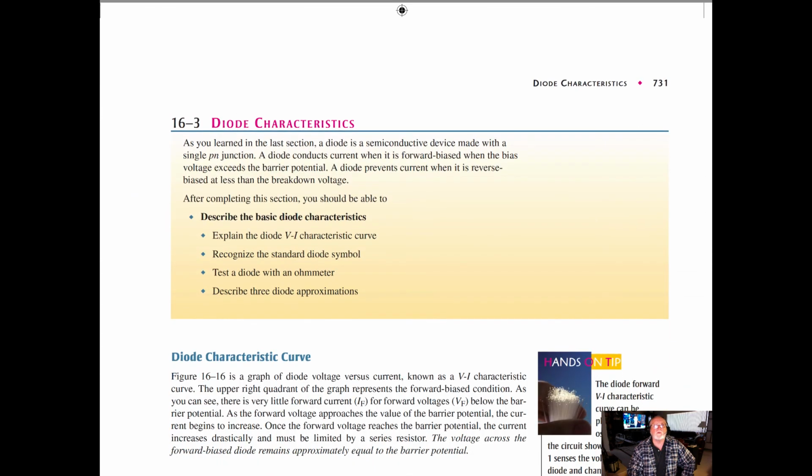So when we come back, we'll take a look at diode characteristics.